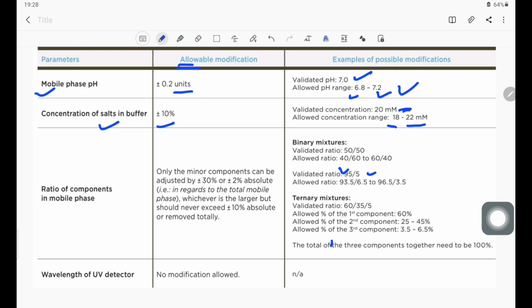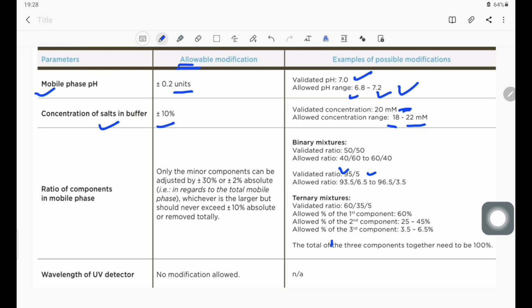Similarly, for the tertiary mixture, suppose we have the validated ratio of 60:35:5, so the larger component here is 60%, so we cannot make changes in this 60%. We can make changes in the 35 or this 5%, accordingly plus minus 30% or plus minus 2%, whichever is larger, and the total of the components together should be 100%, meaning the ratio of the A, B, C mobile phase should be 100% in total.